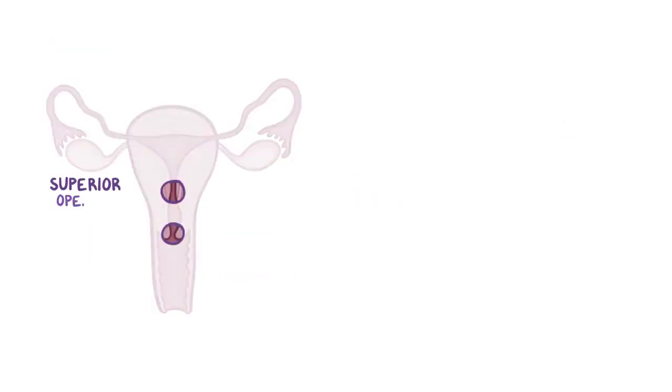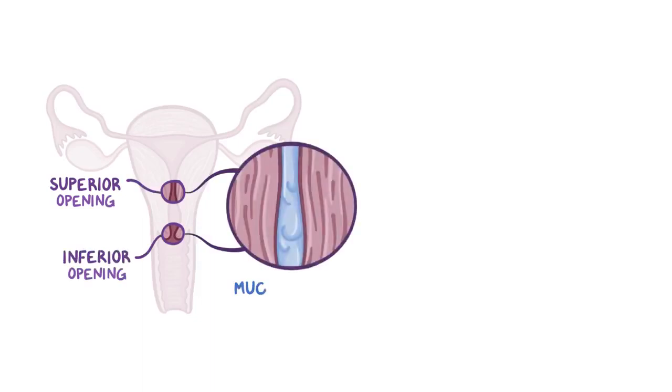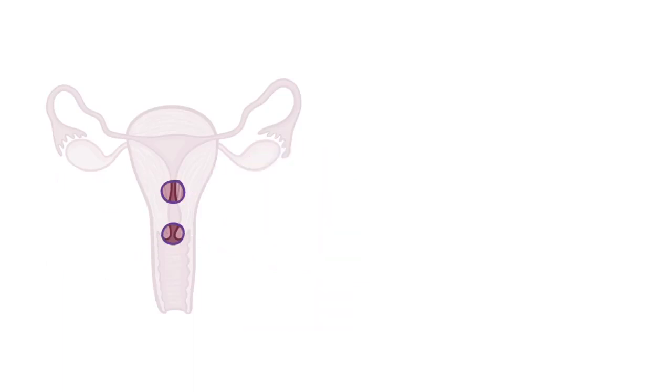Zooming into the cervix, there are two openings, a superior opening up top and an inferior opening down below, both of which have mucus plugs to keep the uterus closed off except during menstruation and right before ovulation.